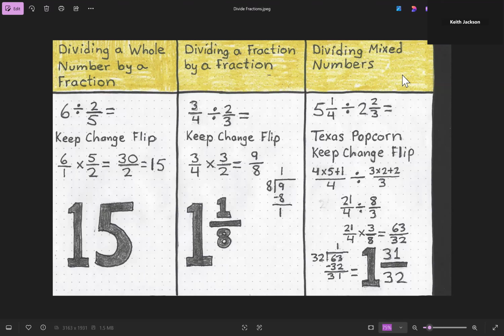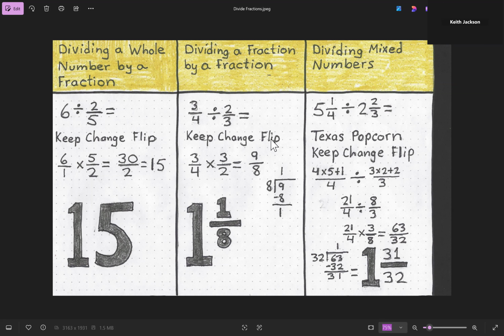In this video, we're going to work out the types of problems you might encounter when dividing fractions. For our first one, we're going to divide a whole number by a fraction, and then we're going to divide a fraction by a fraction. And then after that, we're going to divide mixed numbers. So let's go to the first example in which we're going to divide a whole number by a fraction.